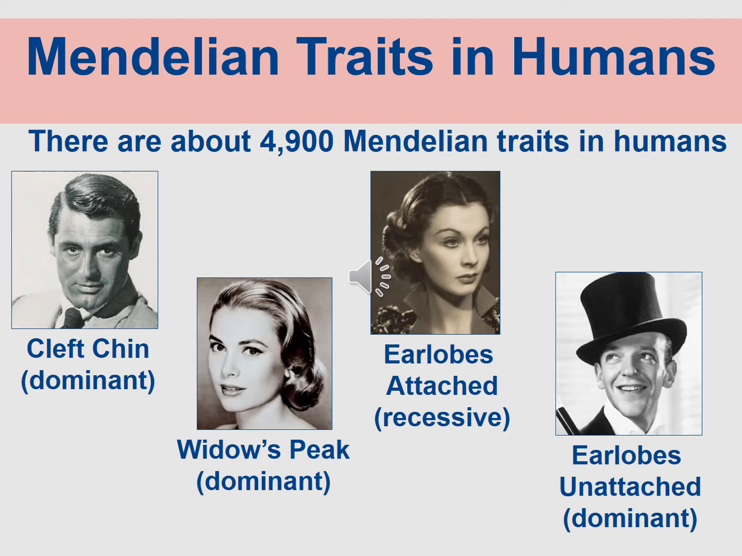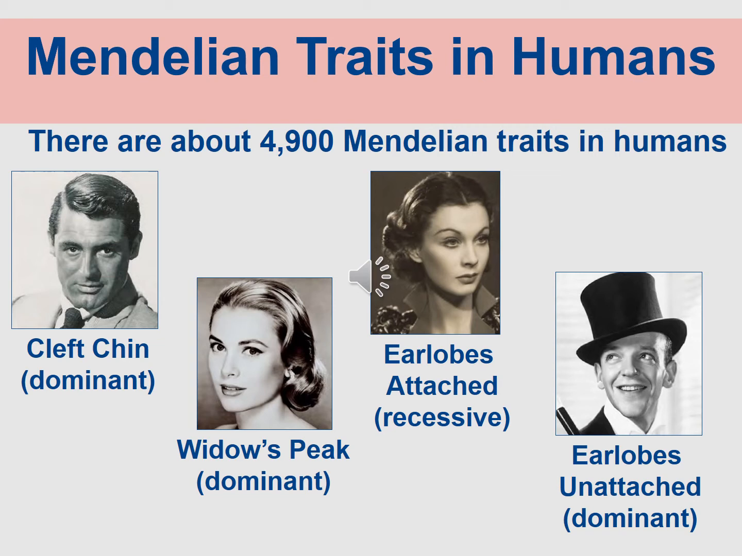A cleft chin is a Mendelian trait that we see follow a Mendelian pathway. It's dominant, so the expression of it is the dominant state. That means that we can look at this individual with a cleft chin and know that they have at least one dominant allele. We don't know if they are homozygous dominant or heterozygous. We do know that they're expressing the dominant trait. You can look at other individuals that have a widow's peak. That's dominant, heterozygous or homozygous dominant.